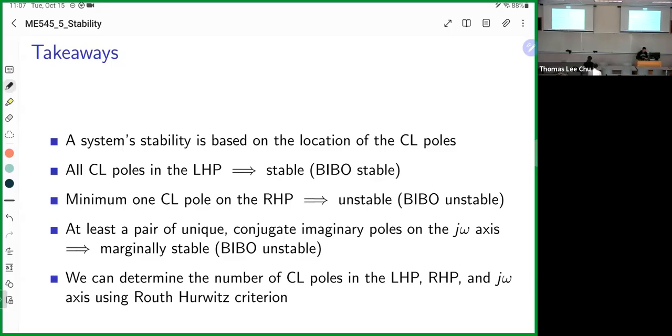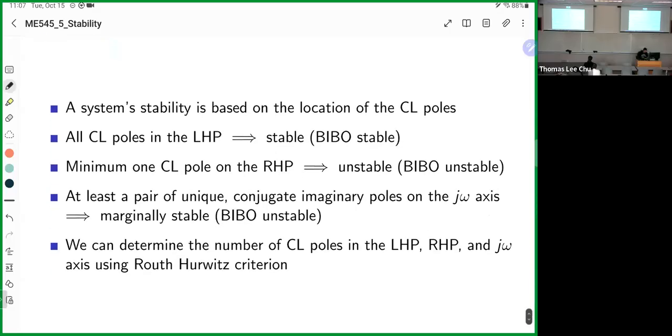If there's at least a pair of unique conjugate imaginary poles on the imaginary axis, this means it's marginally stable. But if you have two pairs that are not unique, meaning they overlap with each other, it actually becomes unstable as well, and bounded input, bounded output unstable.